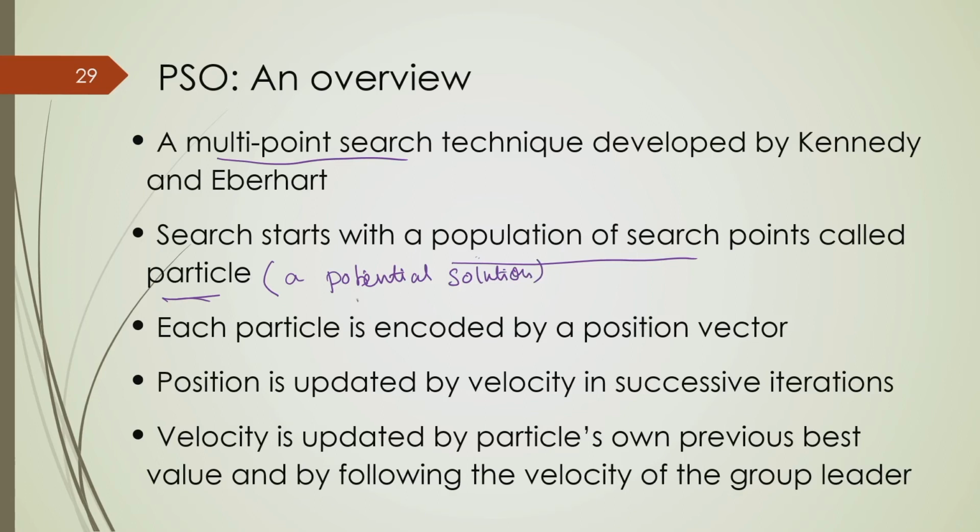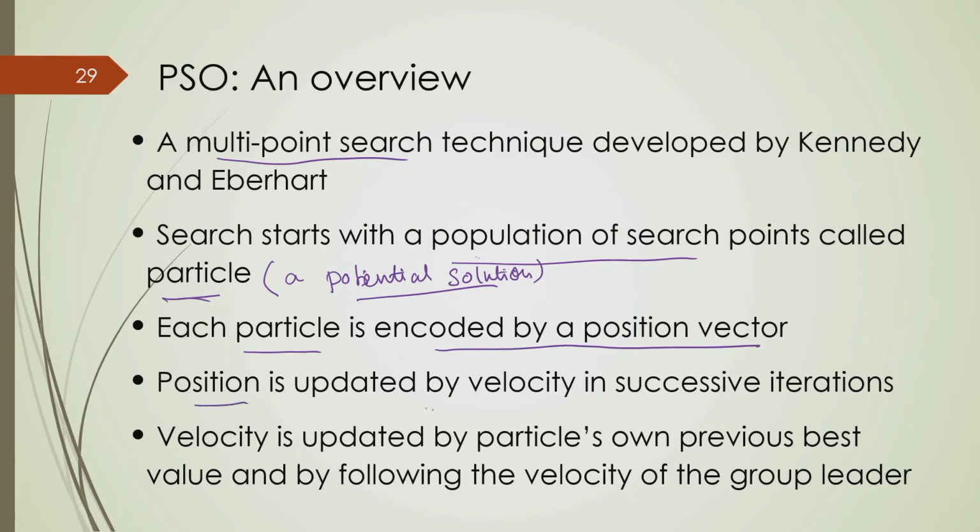which may be a decoded solution or which may represent a direct solution. That depends upon how you are encoding and decoding the problem variables. If the encoding and decoding is direct, then whatever particle you get represents a direct solution. Otherwise, you have to decode the information from this particle to get the final solution. And each particle is encoded by a position vector.